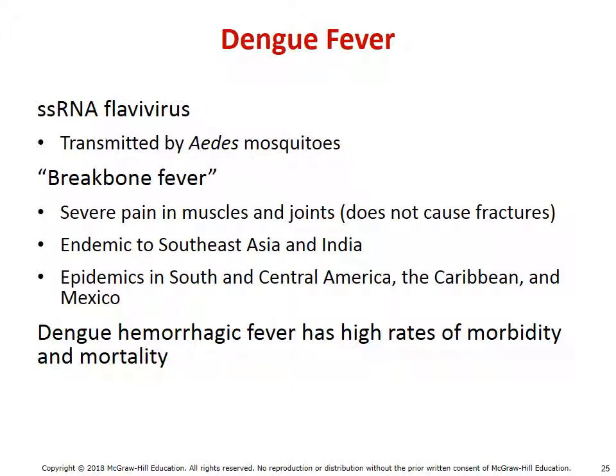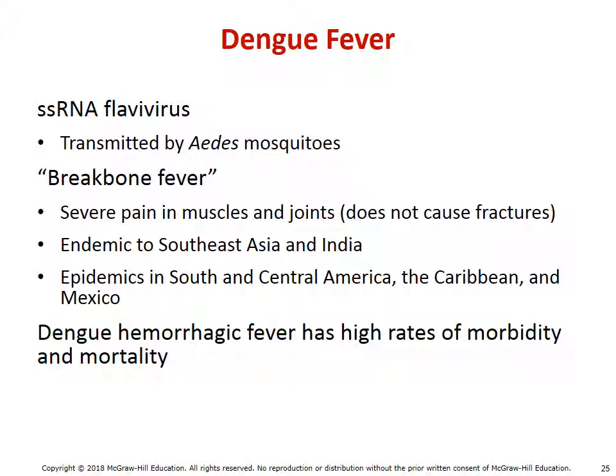Dengue is going to be a single-stranded RNA flavivirus that's transmitted specifically by Aedes mosquitoes. This is often called break-bone fever because not only are you bleeding from every hole you have and having an extensive fever, it's going to have pain associated with it that's connected to the pain tied to breaking a bone, right? So you're going to be in incredible pain.